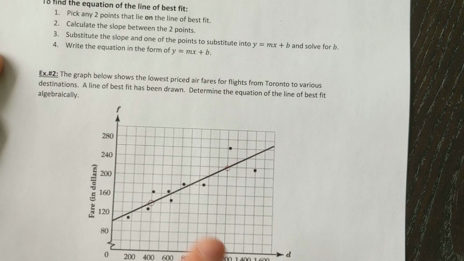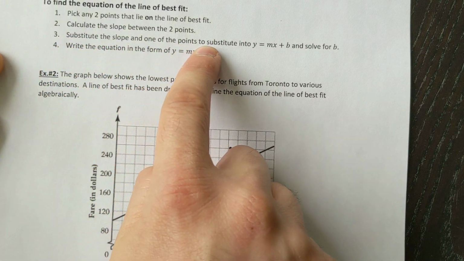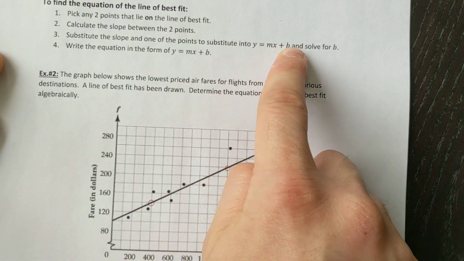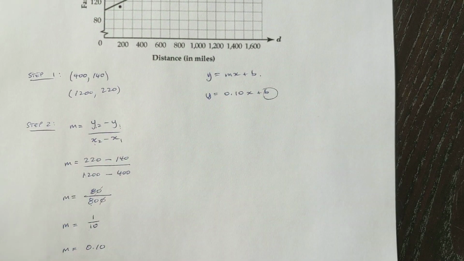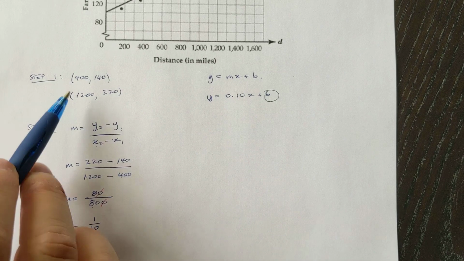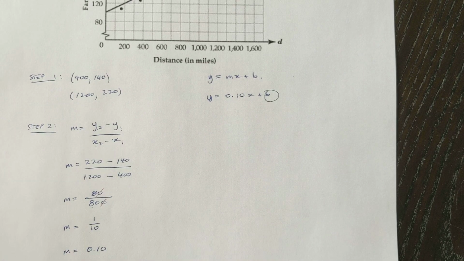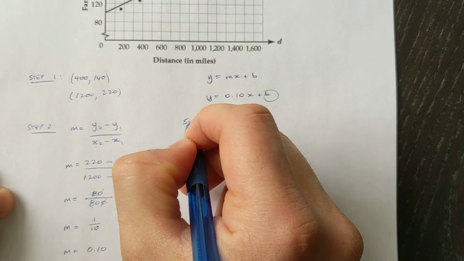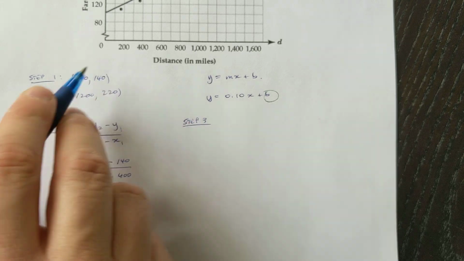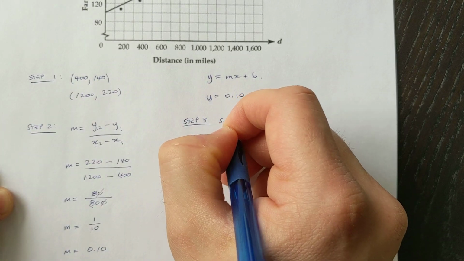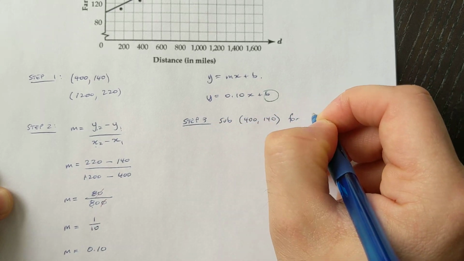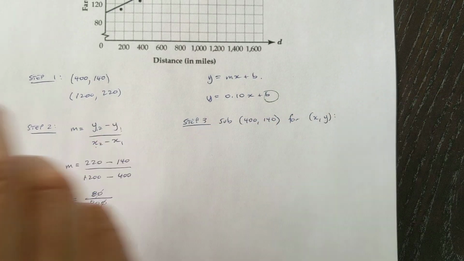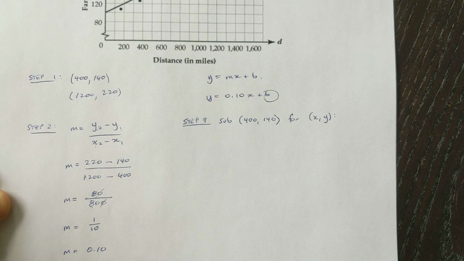Well, let's go back up here. Step 3, substitute the slope and one of the points into y equals mx plus b, and solve for b. So I have the slope there. I'm just going to pick one of the 2 points here, and you can actually pick any point on that line. It will work, but I'm going to pick this point right here. Sub 400, 140 for x and y. Okay, so I have my statement as to what I'm substituting.